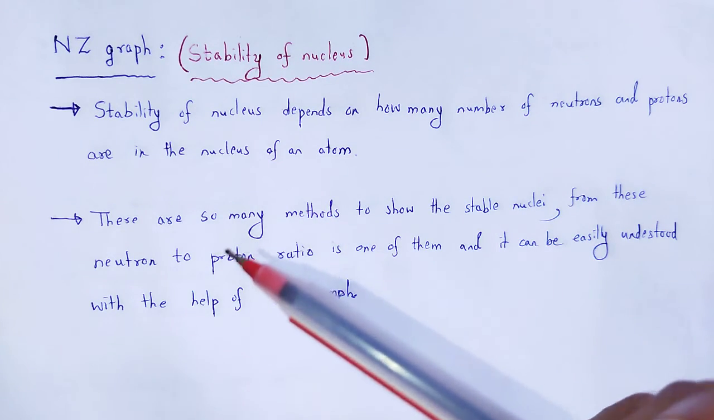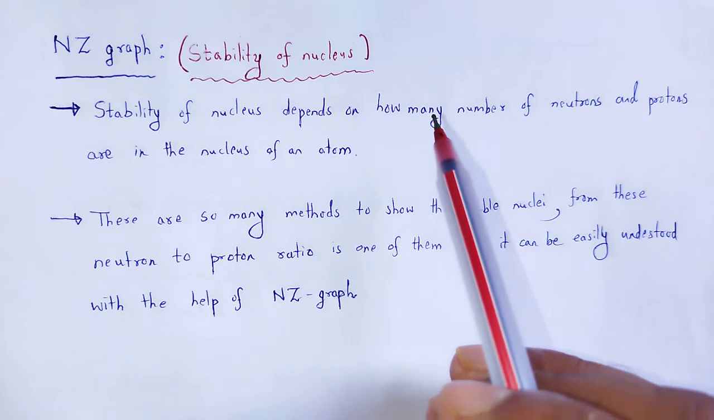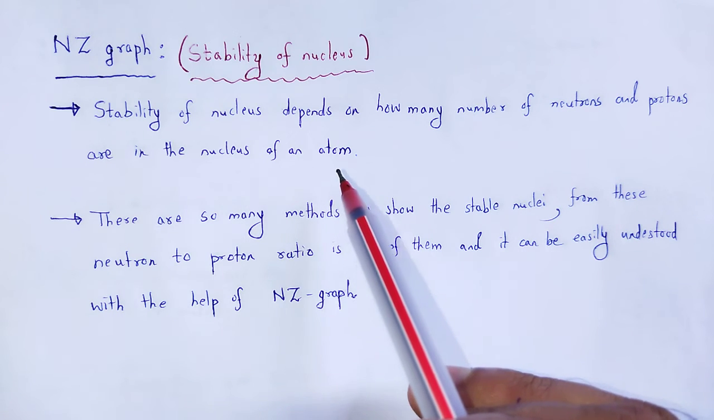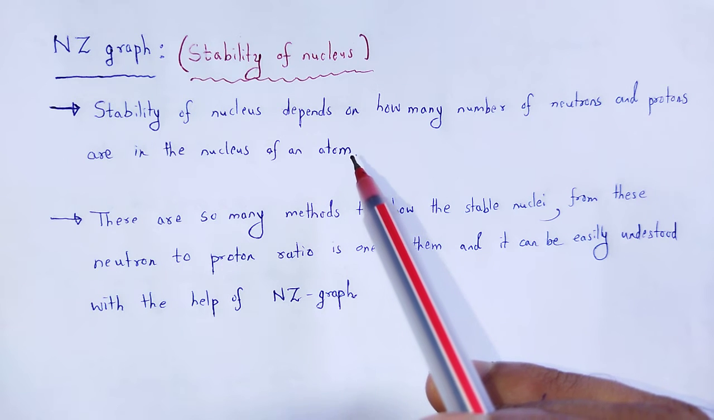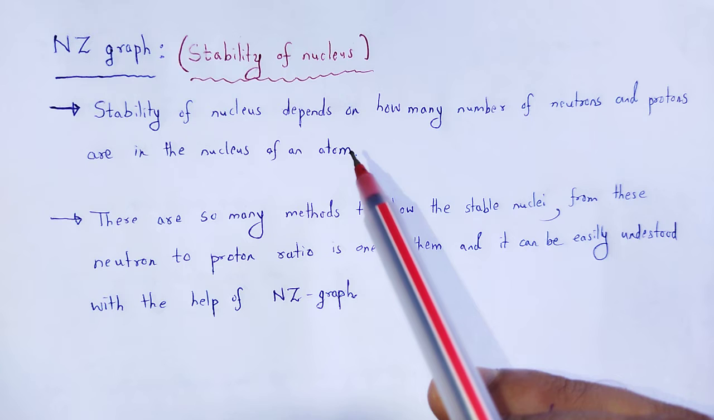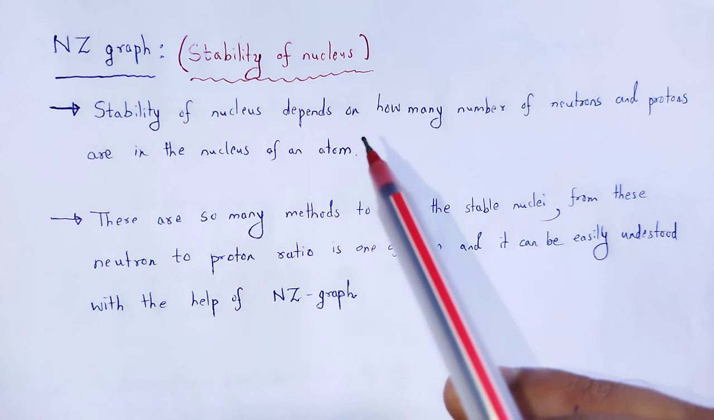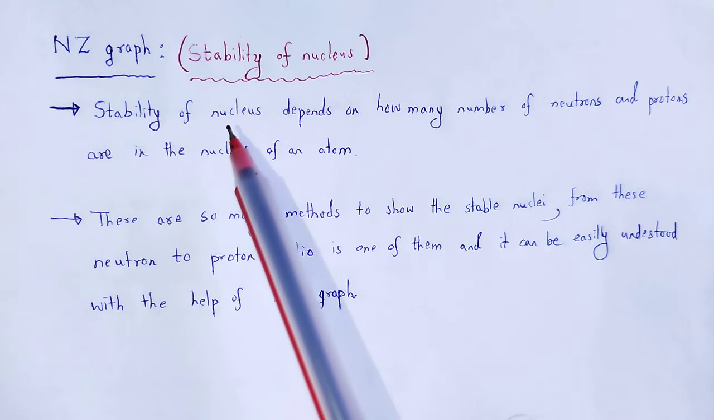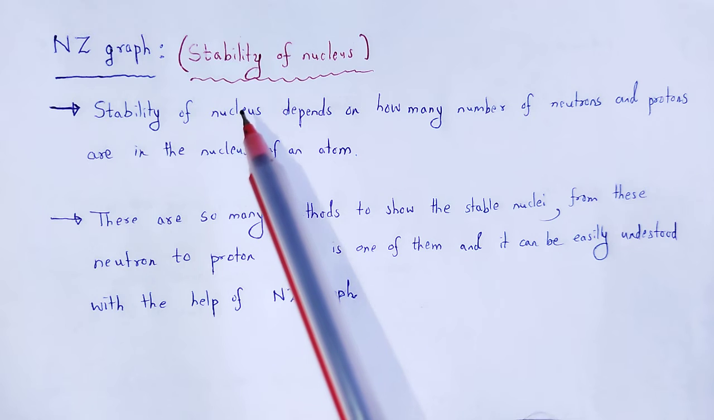What is stability of a nucleus? Stability of a nucleus depends on how many neutrons and protons are in the nucleus of an atom. In an atom, it has a nucleus. Within that nucleus, there are protons and neutrons. So, how many protons and neutrons are there? On that basis, the stability of the nucleus is determined.